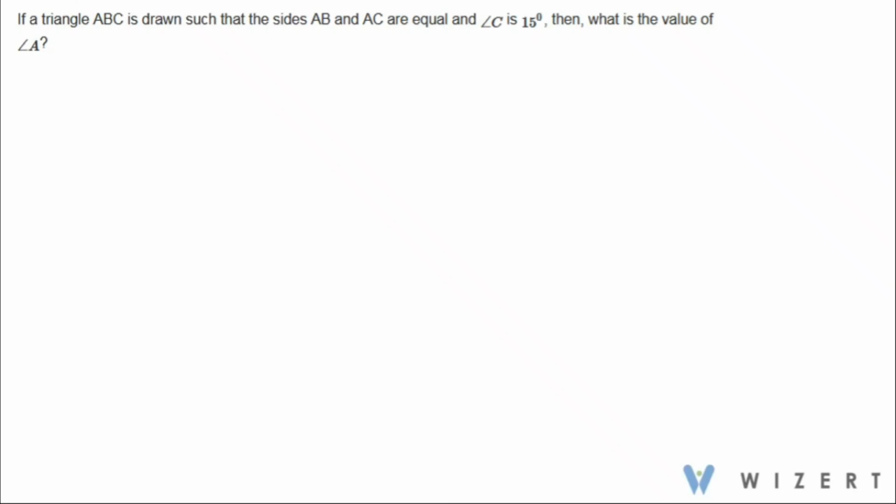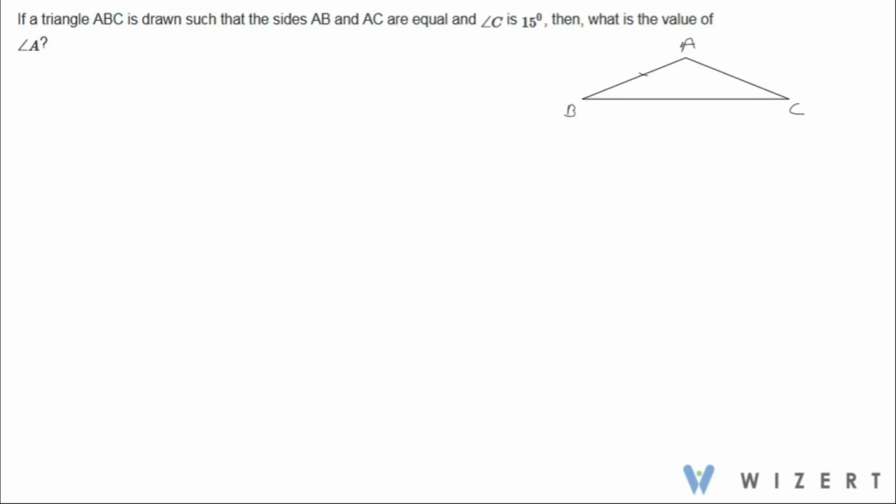We have this question here. If a triangle ABC is drawn such that the sides AB and AC are equal and angle C is 15 degrees, then what is the value of angle A? So this is the given triangle. This is A, B, this is C.